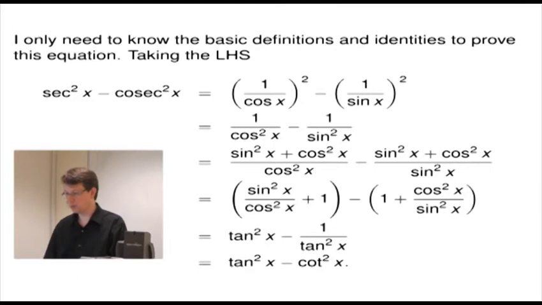And now we end up with sine squared x over cosine squared x plus 1 minus 1 plus cosine squared x over sine squared x. So now we can see that we do get our tan squared x coming from the sine squared x and cosine squared x. And then we've got cosine squared x over sine squared x. Well, that's just 1 over tan squared x. And then the 1's cancel because it's 1 minus 1. But what is 1 over tan squared x? It's cotangent squared x. So we do end up with tan squared x minus cotangent squared x.